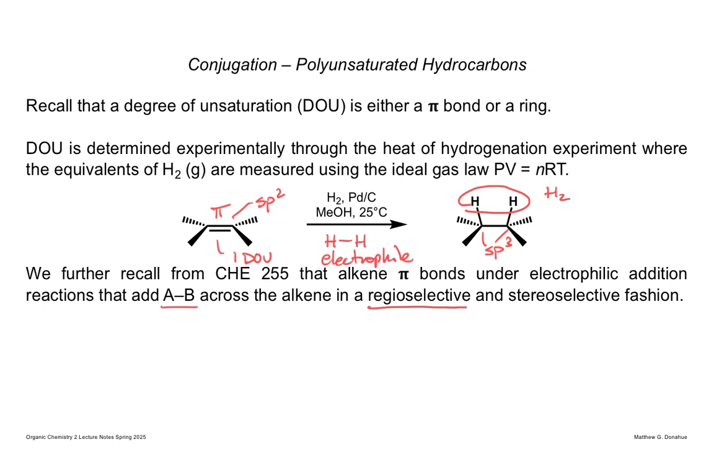So in this module, we're looking at this word conjugation, and then we're going to see how that relates to another term, aromaticity. So conjugation, really limited to polyunsaturated hydrocarbons. What does that term mean, and how does it affect electrophilic additions?